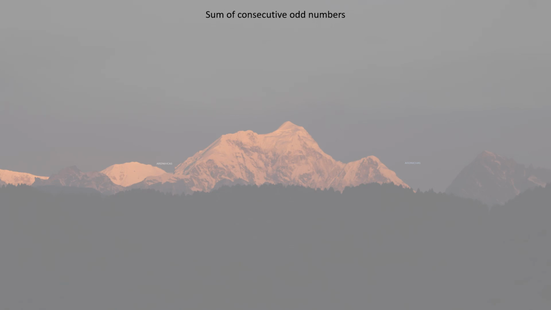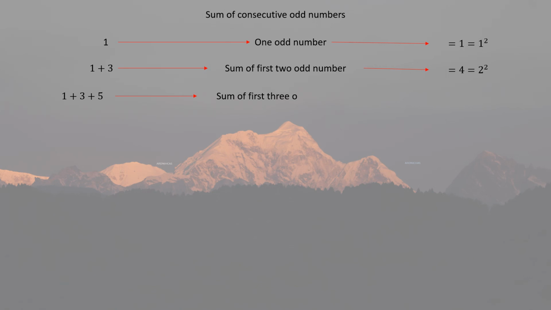So let us take the first odd number 1. This is the one odd number. If I add, I'll obviously get 1, which can be written as 1 square. If I take 1 and 3, these are the first two odd numbers. If I add them, I get 1 plus 3 equals 4, and 4 can be written as 2 square. Let's take the first three odd numbers. Then 1 plus 3 is 4, and 4 plus 5 is 9. 9 can be written as 3 square.